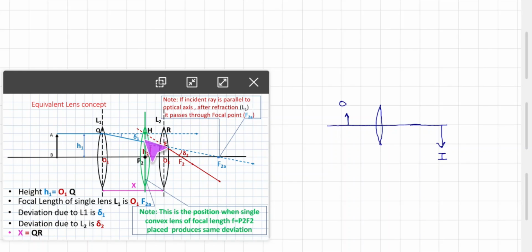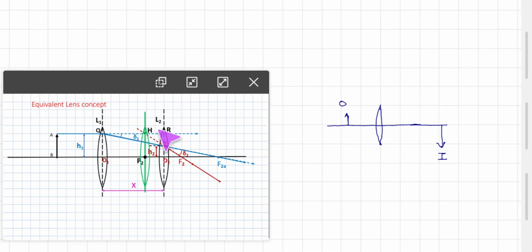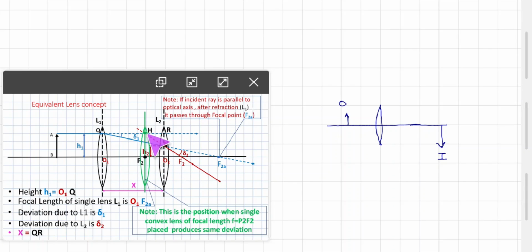So now the equivalent lens we are going to place here, such that in the absence of this and this lens, the ray from the object will travel to this point. After refraction, it will pass through this and image formation will be here. The effect will be the same. This is called an equivalent lens. So now note, what will be the focal length of the equivalent lens? The focal length will be from P2 to this F2. So the focal length F of the equivalent lens is P2 F2.